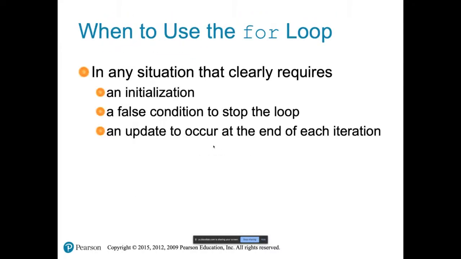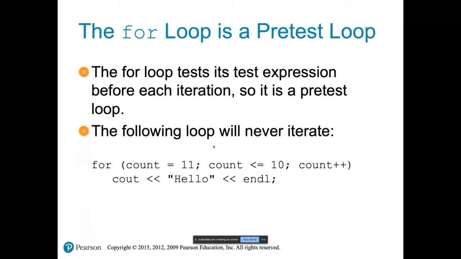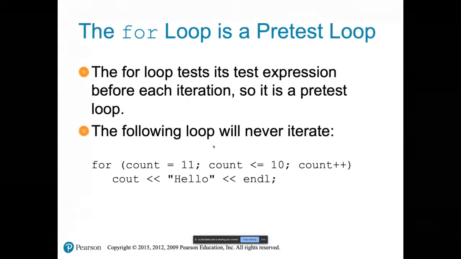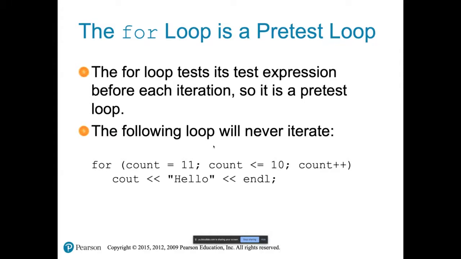We already seen that, just re-emphasizing. In any situation that clearly requires an initialization, a false condition to stop the loop, and an update, use a for loop. Once again, the for loop is a pre-check. We have 2 pre-checks and 1 post-check. If the initial condition is false, it will never execute.